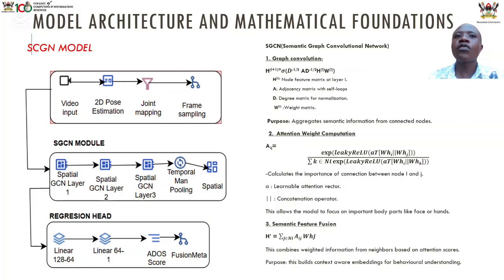So this one also still maps the human body as an adjacency matrix of joints. Then after mapping the human body, it will still understand the relationship between those joints. To understand the relationships, it will then develop the features. The features are the relationship between those joints, and then they will be fed into our regression head. Then that's where we can predict the ADOS score.